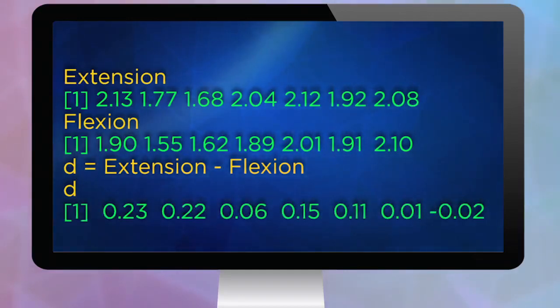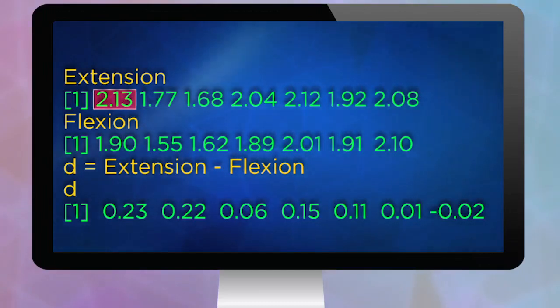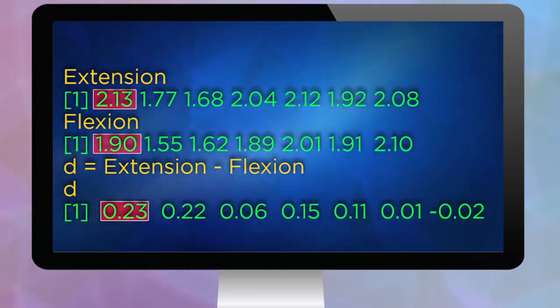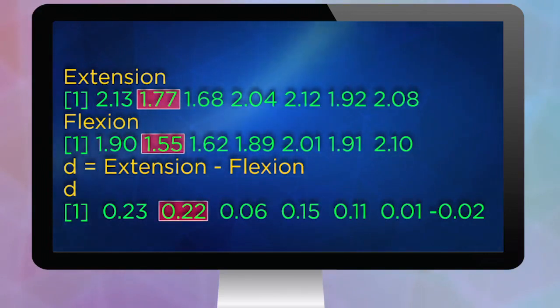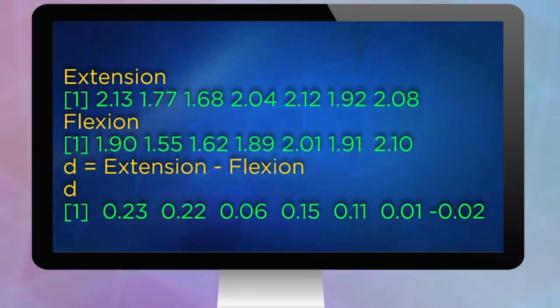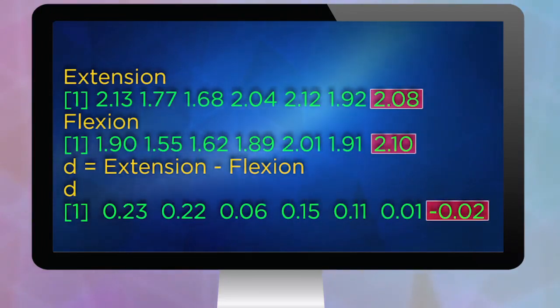Now notice we just took them and wrote the difference, and R knew to take a paired difference. So the difference between 2.13 and 1.9 is where we get 0.23, which is our first element of our vector D. Likewise, the difference between 1.77 and 1.55 is where we get 0.22, which is the second element of our vector D. And notice we actually get a negative value. So the last value of D is where we take 2.08, subtract 2.10 to get a minus 0.02.